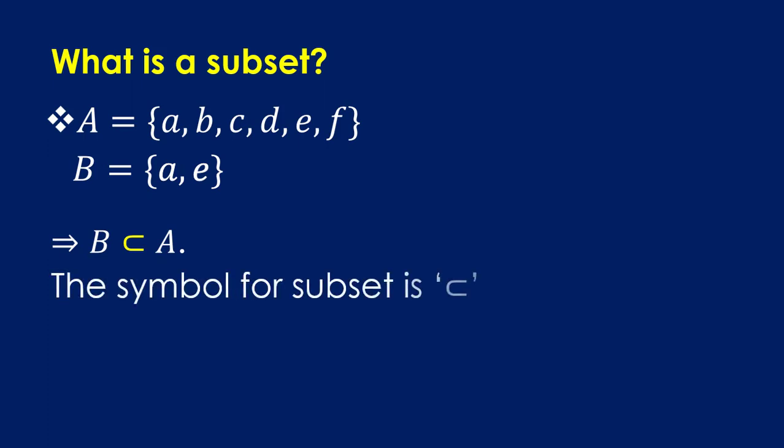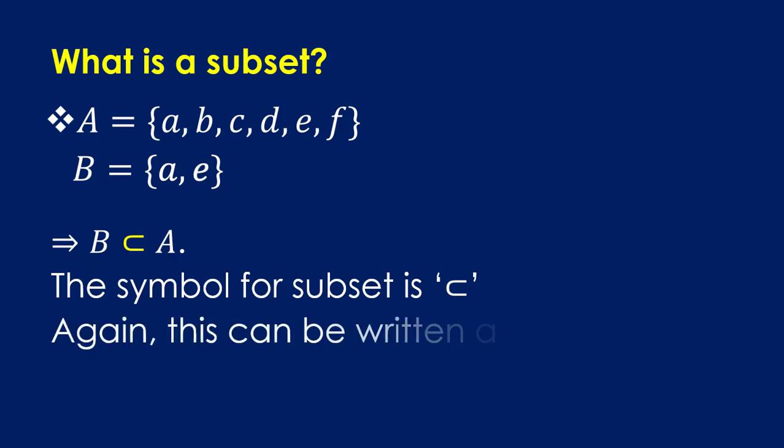Now, the symbol for subset is the C-shaped symbol as you can see on the screen. Again, this can be written as A is a superset of B. When the symbol faces the other side, we call it superset. So A is a superset of B. Why? All the elements of B are found in set A.